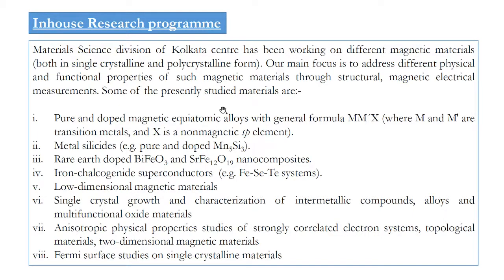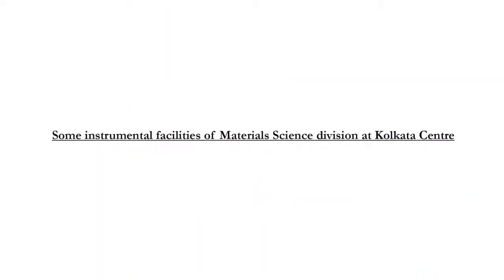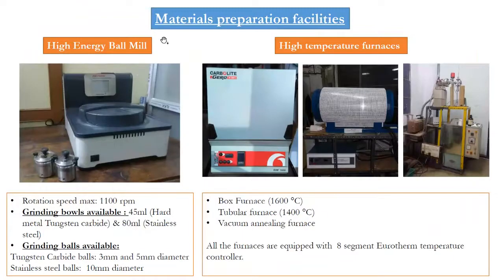So what they have been doing is usually they try to study magnetic materials, nanocomposites, composites, and so forth. Without spending much time reading, this slide gives you a picture of what my colleagues in the material science division have been doing. Now let me talk about some of the facilities. Obviously, you would need very good material preparation. So they have a high energy ball mill and all kinds of furnaces. They have box, tubular, and vacuum annealing furnaces, which are used to prepare samples because your study is only as good as the sample that you can prepare.